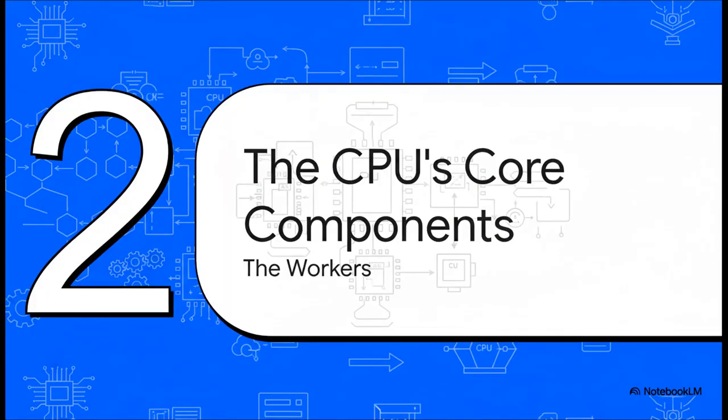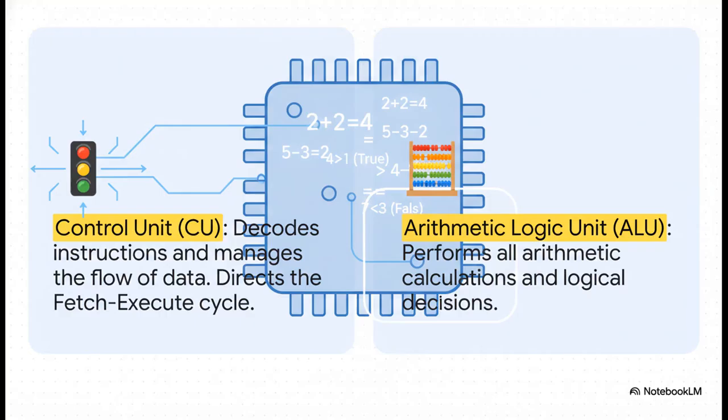Okay, so those were the registers, the CPU's super fast short-term memory. Now, let's meet the main workers inside the CPU that actually use all that information to get things done. There are 2 big ones you need to know. And these 2 workers are the control unit, or CU, and the arithmetic logic unit, or ALU. So think of the control unit as the traffic cop or the manager of the whole operation. It doesn't actually do any of the math.